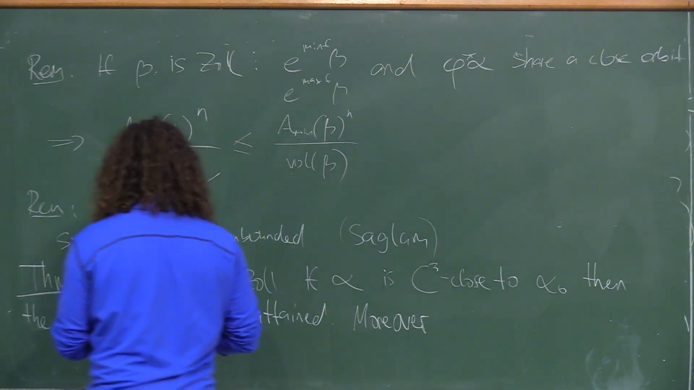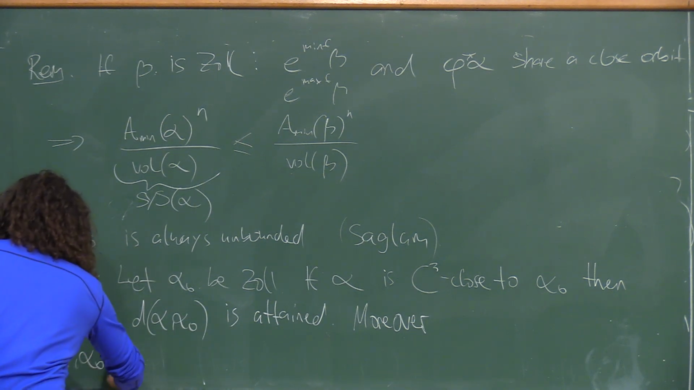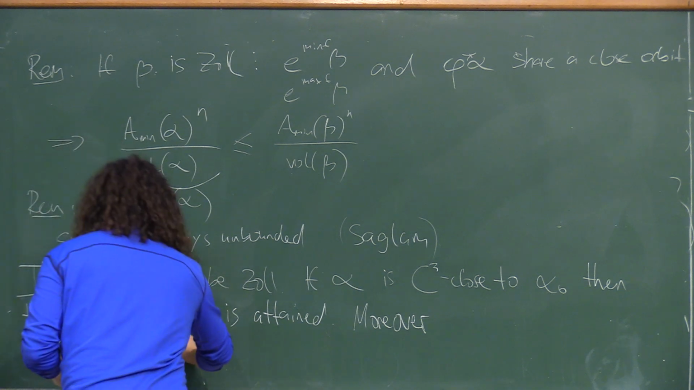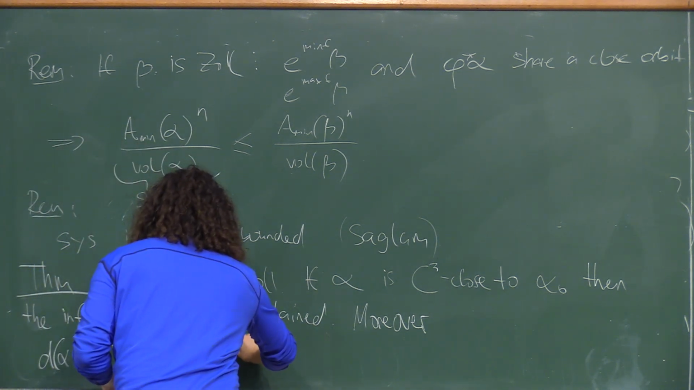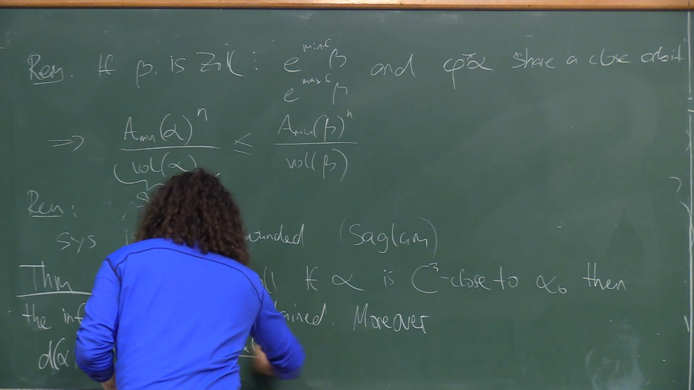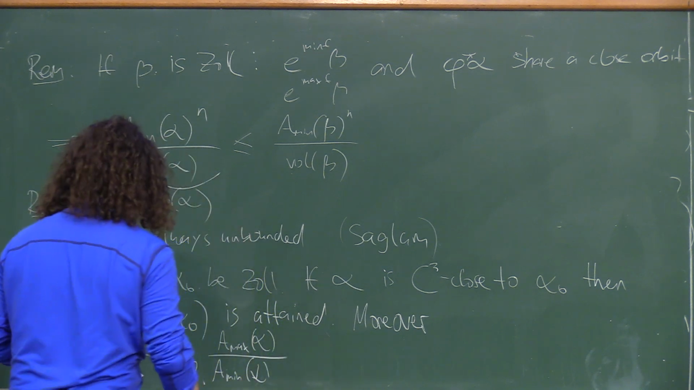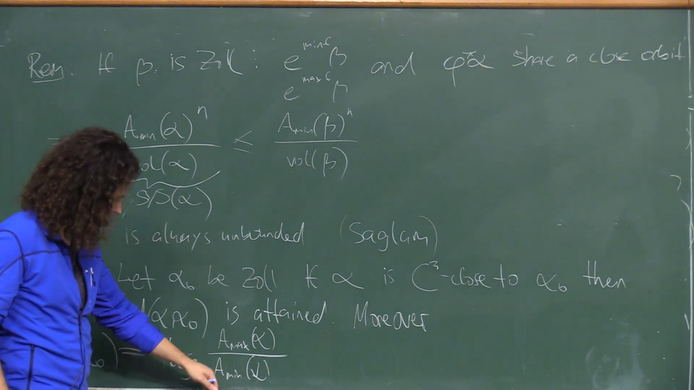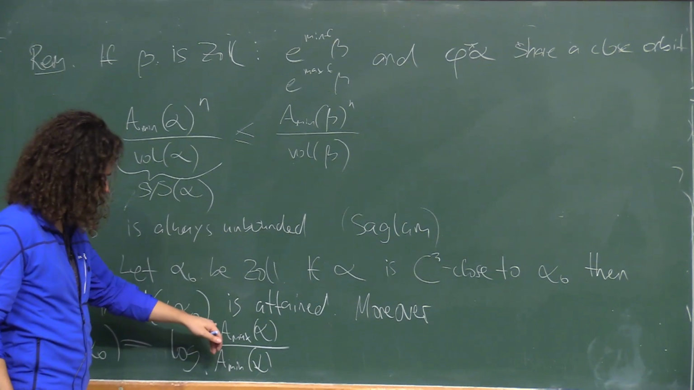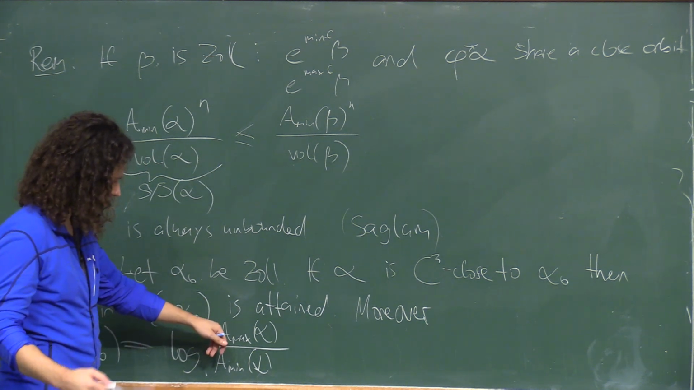it is also true that this distance of alpha and alpha 0 is actually equal to the logarithm of a quantity A max of alpha over A min of alpha. So what are these? A min of alpha really is the systole, the action of the shortest orbit of alpha. A max is the longest action of a short orbit.